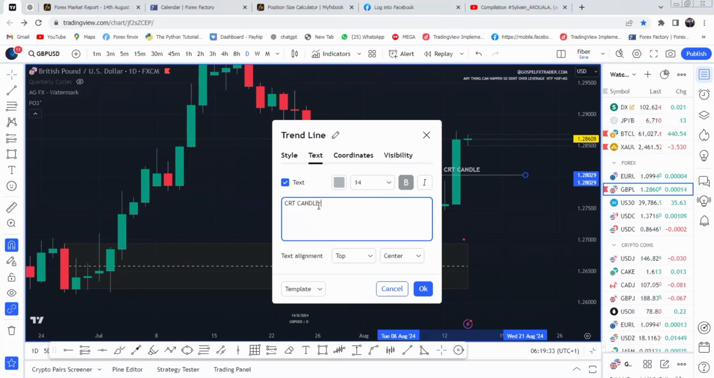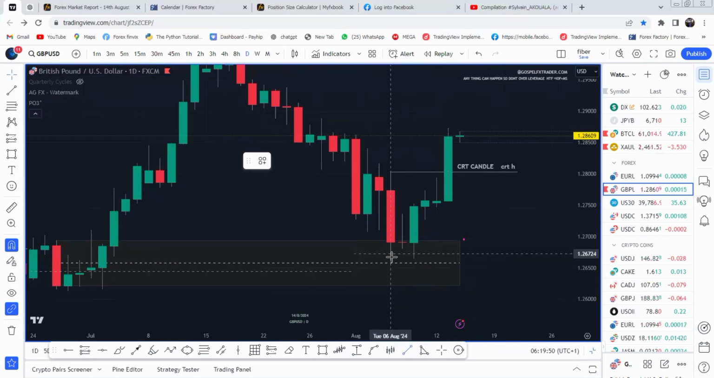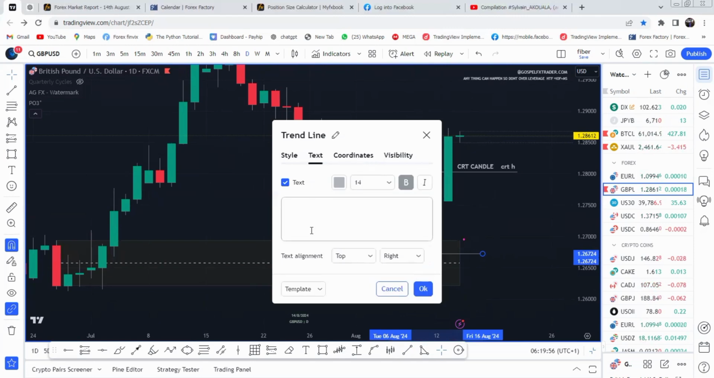So this is our CRT candle, and it is also our CRT high. Which means that if we start to get longs, then we'll target this high to be our draw on liquidity. So what happens is that price took out the CRT low inside our key level. Price took out CRT low in our key level.